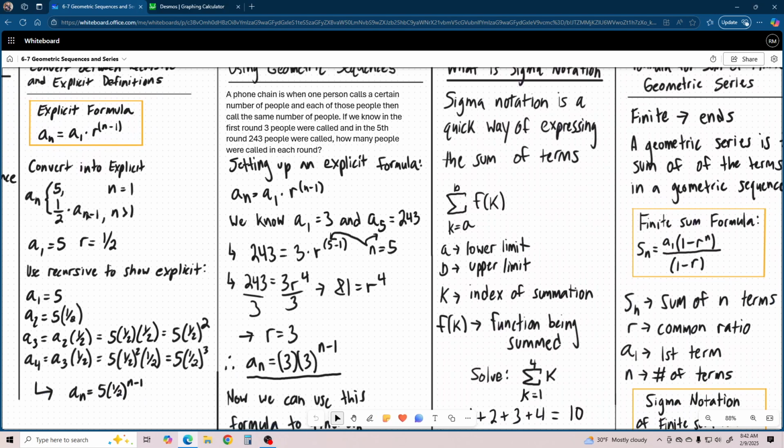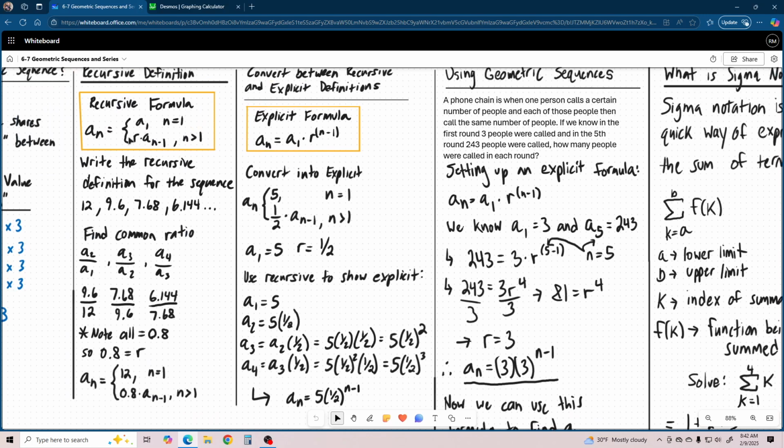So convert into explicit. If we have a sub 1 equals 5 at n equals 1, and a sub n equals 1/2 times a sub n minus 1, where n is greater than 1, right? There's a few important pieces of information we know here. First of all, we know that our r, if we go back here, is this first number being multiplied. We know that our r is 1/2.